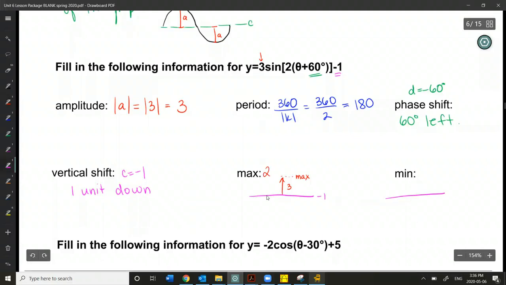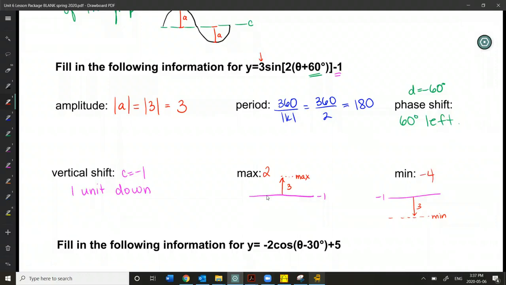And then if I use the same kind of idea, if I know my C value or my midline is -1, and I count down the amplitude from that, which is 3 units, I should hit the minimum value. So what's 3 units down from -1? This should be -4. Okay, so as kind of a summary here, we can basically say that the maximum can be calculated by doing C plus the amplitude, and the minimum can be calculated by doing C minus the amplitude.